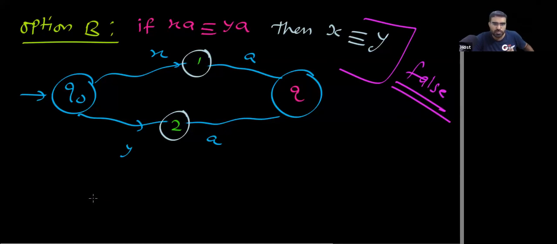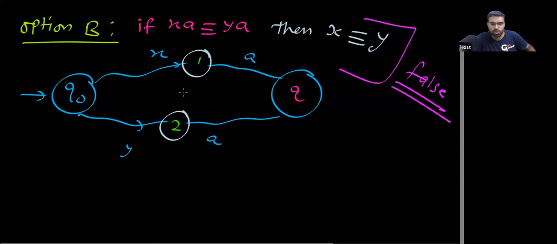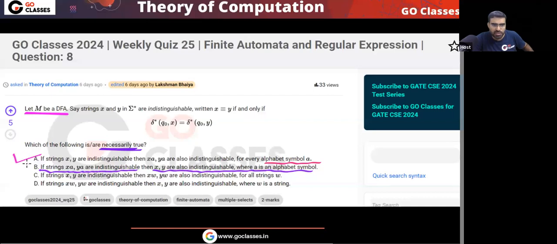Is this intuitive? Are you understanding these diagrams that I'm creating, the diagram explanation? Are you getting the intuition of what is happening? Now let's see. You can see option B is false. What about option C?